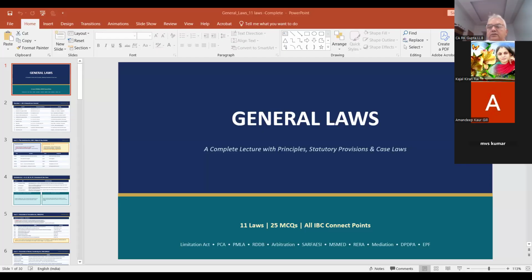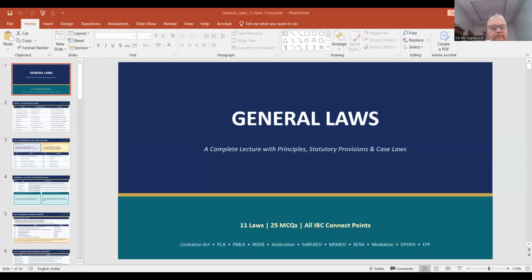General laws. What does it say? Limitation Act. And there are various sections or articles which have to be specifically remembered. Prevention of Corruption Act, Prevention of Money Laundering Act, RDP, Arbitration and Conciliation, SARFAESI Act, MSMED, RERA, Mediation Act, Digital Personal Data Protection Act, EPF, and Miscellaneous Provisions Act.